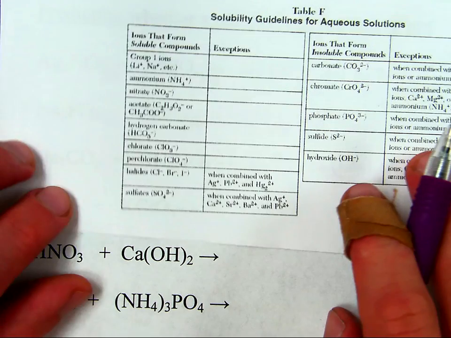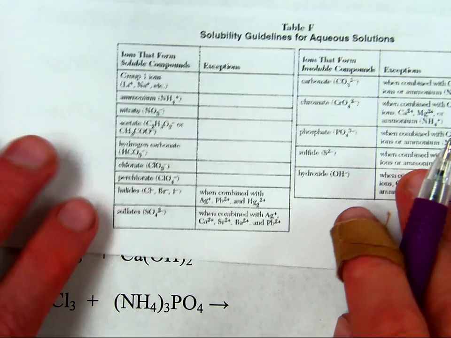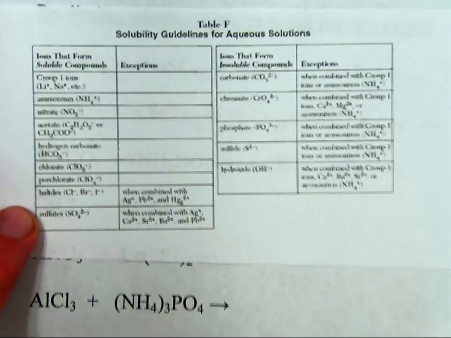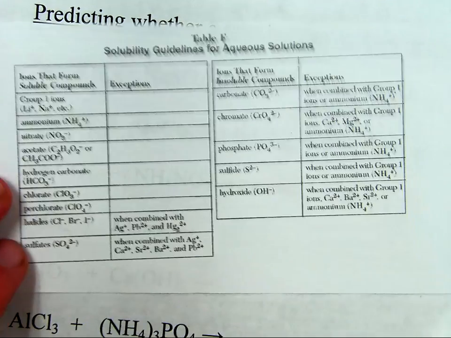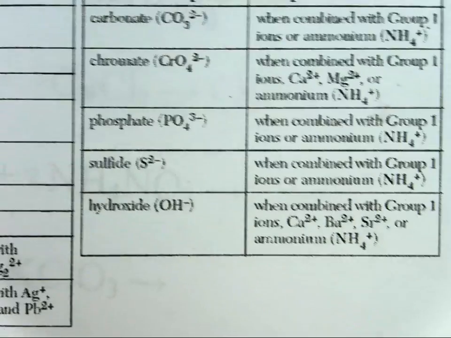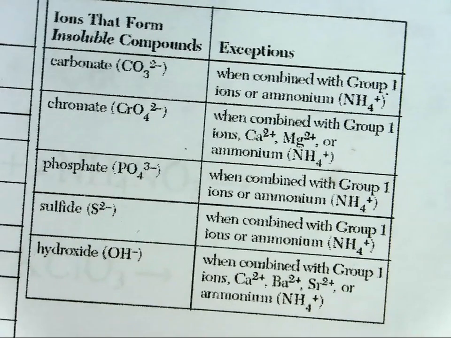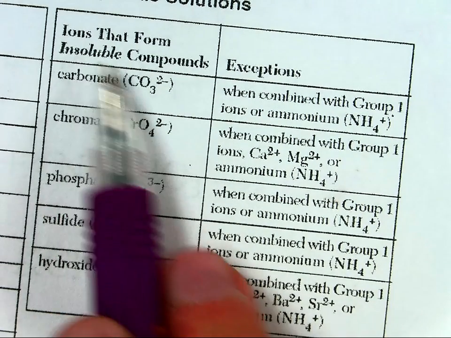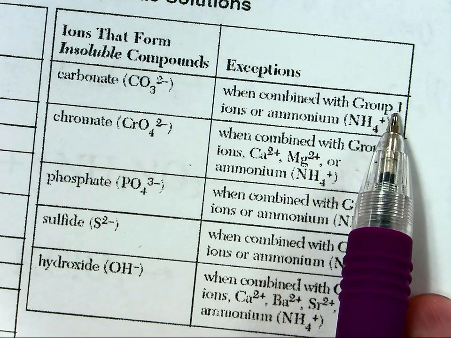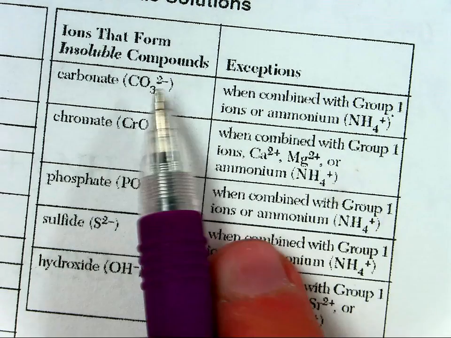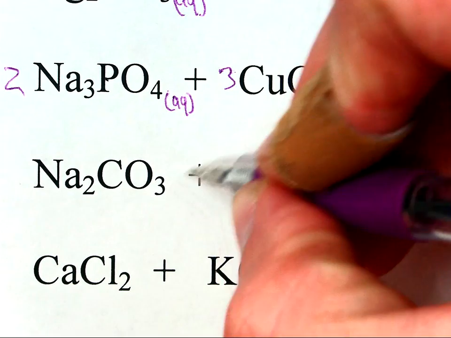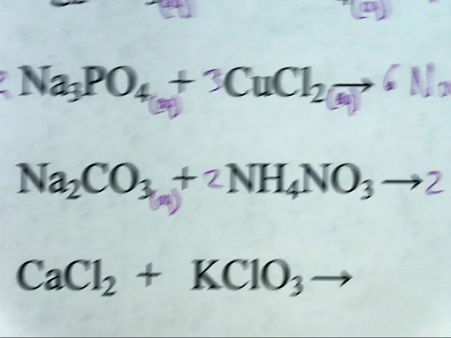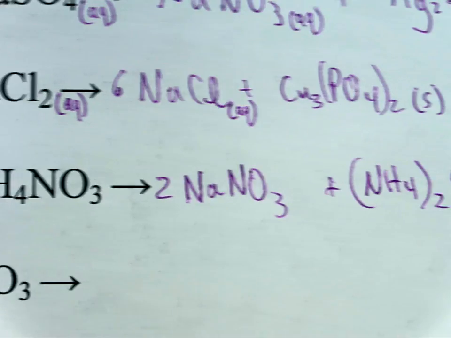Sodium carbonate and ammonium carbonate. Okay, let's look up carbonate. So carbonates will not dissolve unless they're paired with group 1, well that includes sodium, or ammonium. So in other words, both sodium carbonate and ammonium carbonate will dissolve in water. So for sodium carbonate, I put AQ, and for ammonium carbonate, I'm going to put AQ.